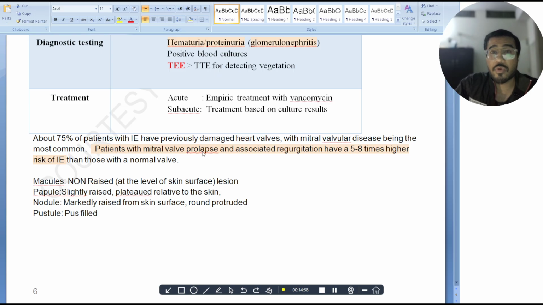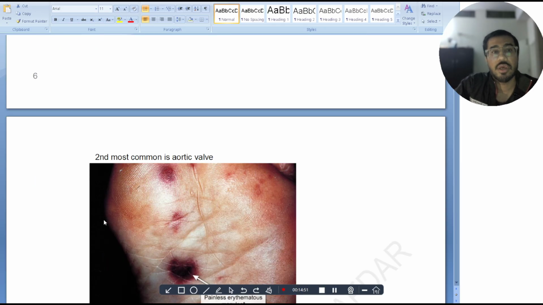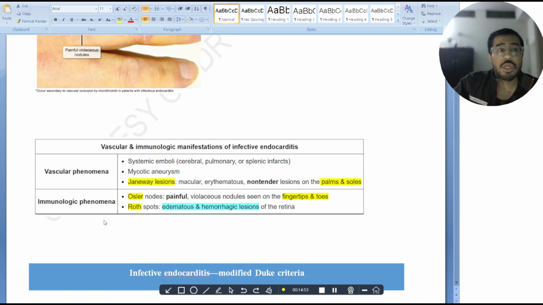Patients with mitral valve prolapse have 5 to 8 times higher risk of IE. So macules are non-raised, papules are slightly raised, plateaued relative to the skin, nodules are markedly raised from the skin, round, protruded, pustules are pus filled. So yeah.